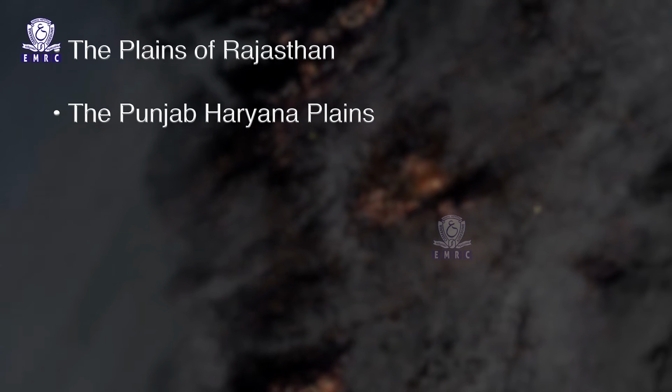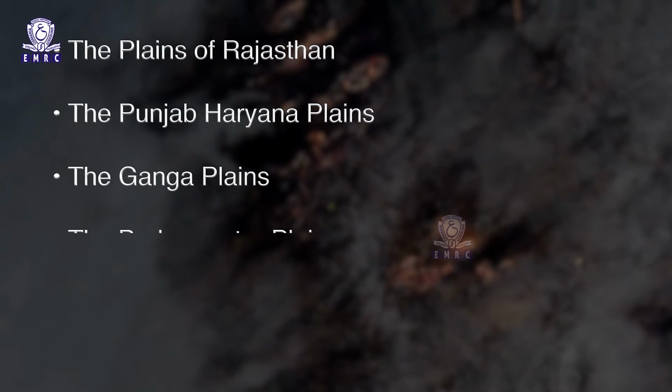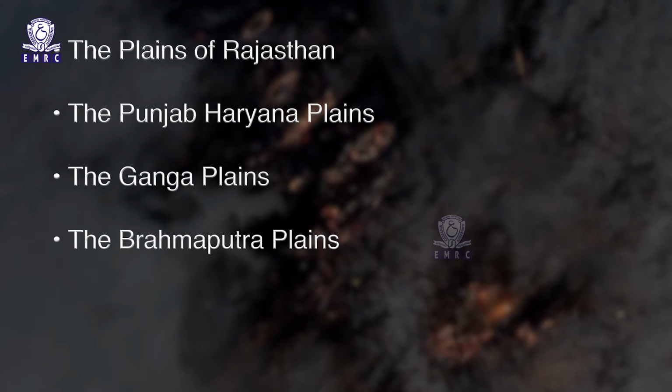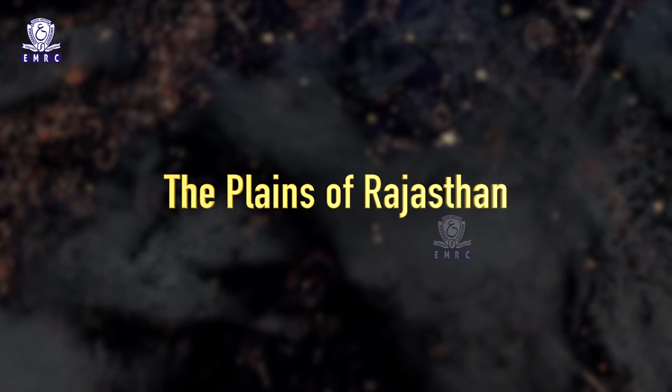Now let's look at them. On the basis of the geoclimatic and topographical characteristics, the northern plains of India may be divided into the following four meso-regions: the plains of Rajasthan, the Punjab-Haryana plains, the Ganga plains and the Brahmaputra plains. Now let's look at the features individually.